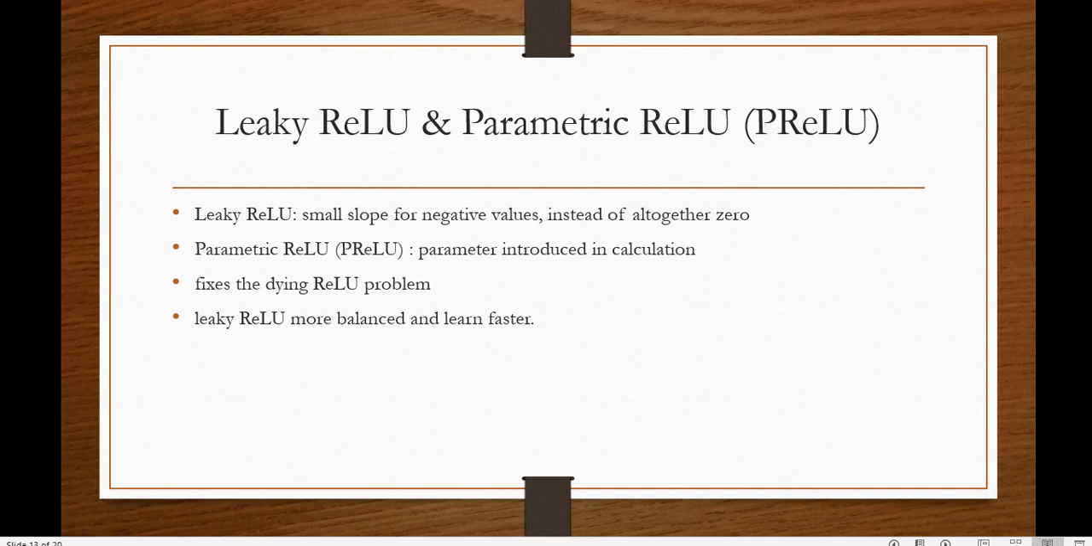So leaky ReLU has a small slope for negative values instead of altogether 0, and parametric ReLU has a parameter introduced in the calculation. These fix the dying ReLU problem. So what was the dying ReLU problem? In the negative axis, when I am decreasing the value of x below 0, I am not seeing any reflection in the y value. But in leaky ReLU and parametric ReLU, when I put the x value in the negative direction, I can see some change in the y as well. Leaky ReLU is more balanced and learns faster. So leaky ReLU is becoming popular.